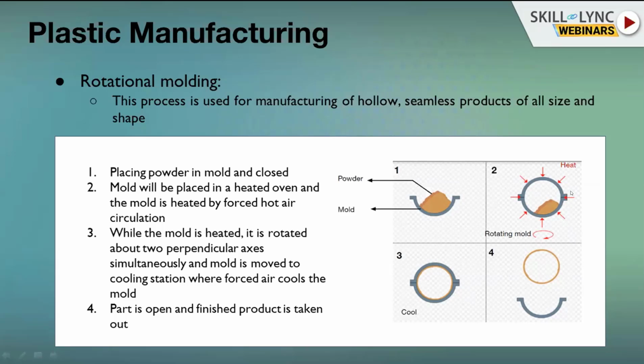So after heating, they rotate the mold. In this direction it will rotate, and perpendicularly, if you are looking from this side, it will rotate in the clockwise direction. Then later it is allowed to cool. You can see the profile of how it looks, and later the part is removed from the mold. These kinds of components are generally used for big water tanks. So this manufacturing process is used for that.